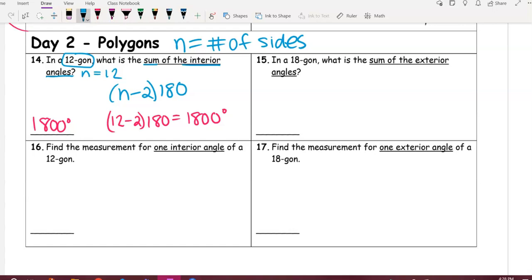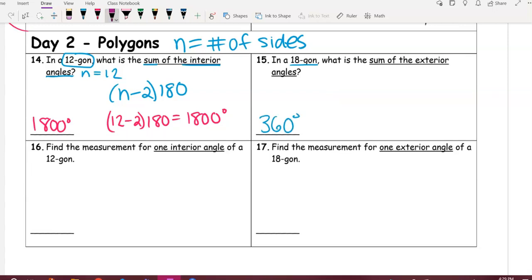All right, so next we have an 18-gon, and they're asking what is the sum of the exterior angles? Well, the sum of any and all exterior angles of any polygon is always 360.